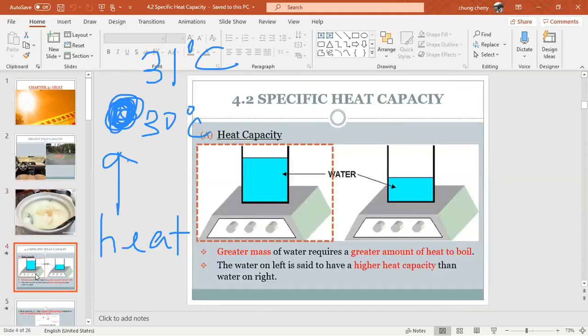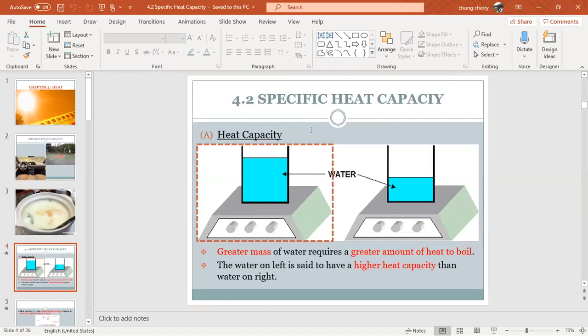Okay, heat capacity can be explained further by using this diagram. You see these two diagrams. We have two beakers that are the same. The volume is the same, just that they have different amounts of water. The left hand side has more, and the right hand side has less. A greater amount of water means it needs to absorb more heat in order to increase the temperature, right? So greater mass requires a greater amount of heat.